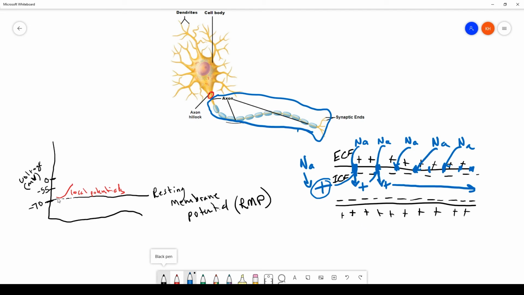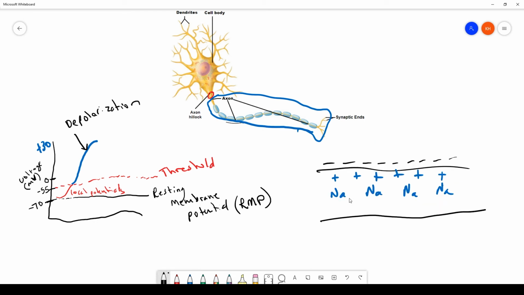On our graph, local potentials reach threshold and then trigger the first opening of the sodium channels, and this results in a very positive value inside of the axon. This is referred to as a depolarization event.